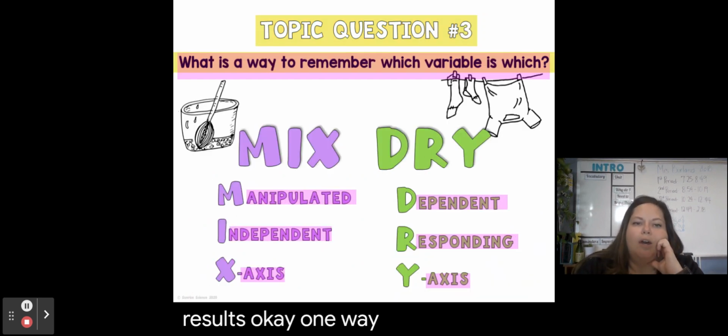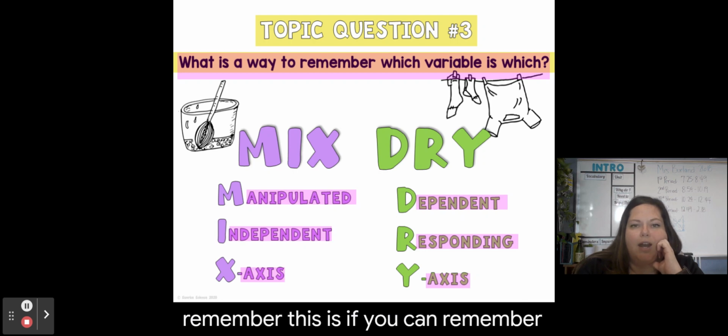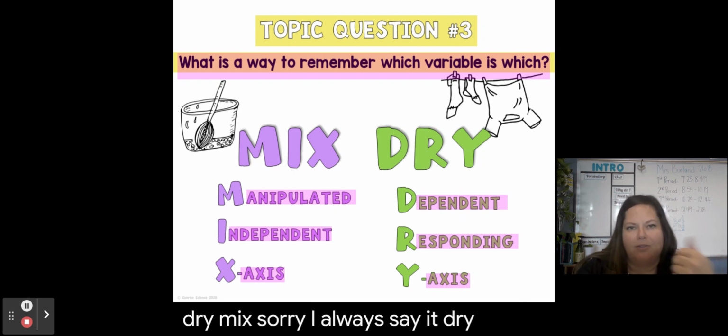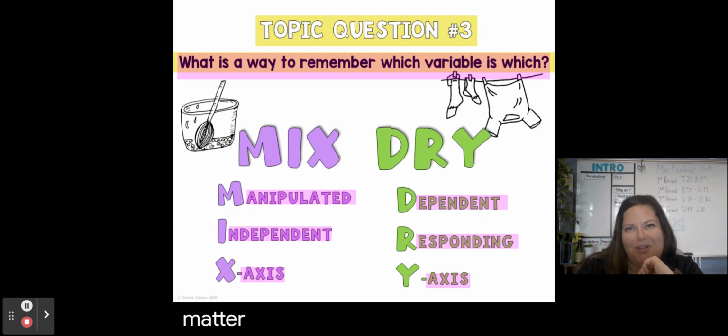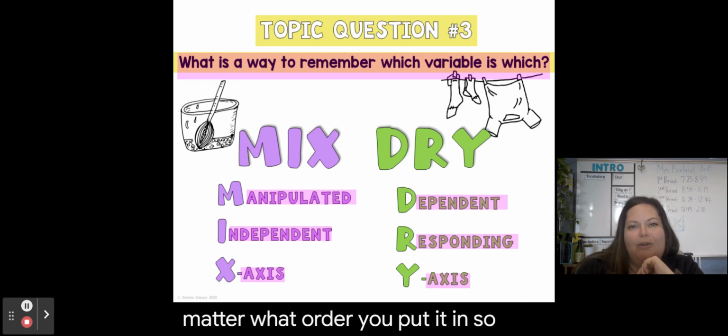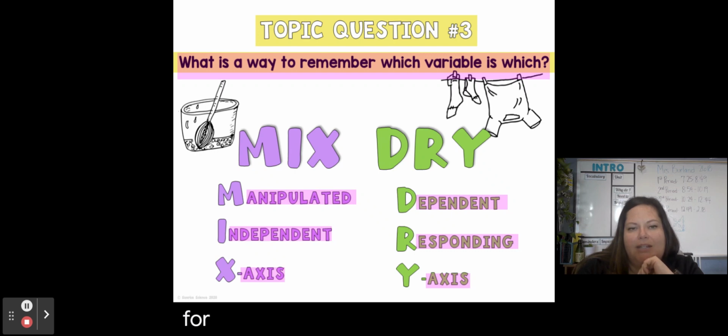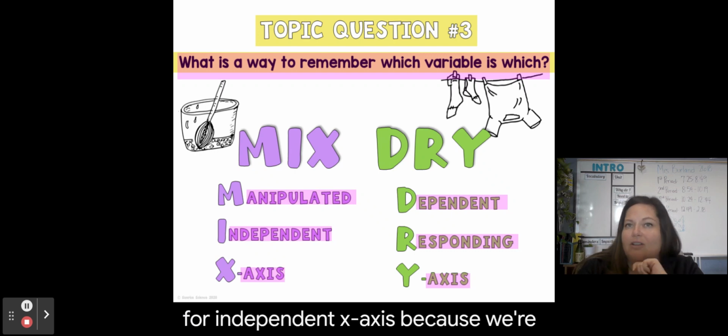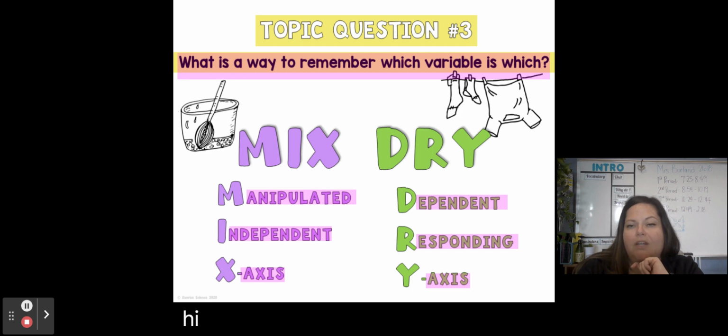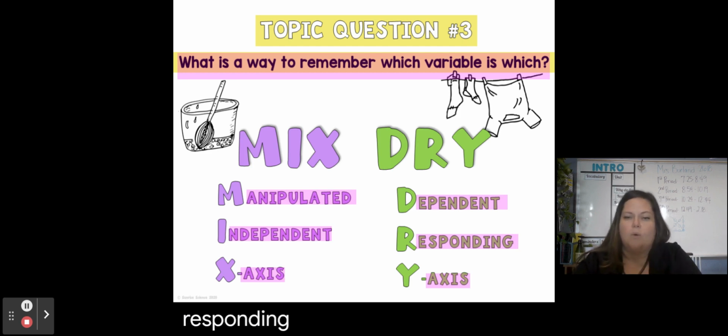One way to help remember this is if you can remember DRY MIX. Sorry, I always say it DRY MIX. I know it's up there, MIX DRY. Doesn't matter what order you put it in. If we go with MIX first, M for manipulated, I for independent, X axis, because we're also going to learn how to graph these. DRY, D for dependent, R for responding, Y for y-axis.